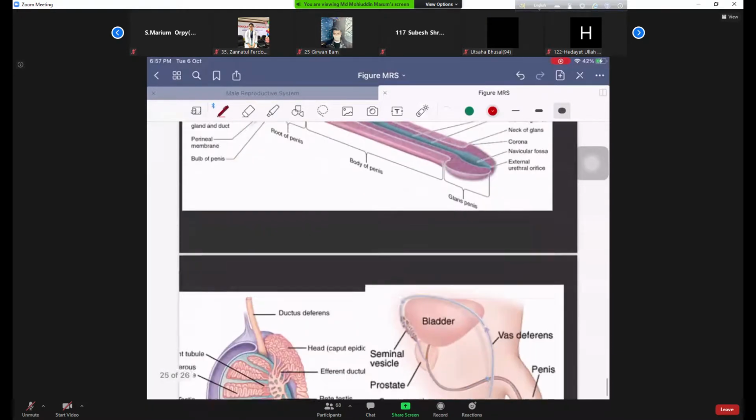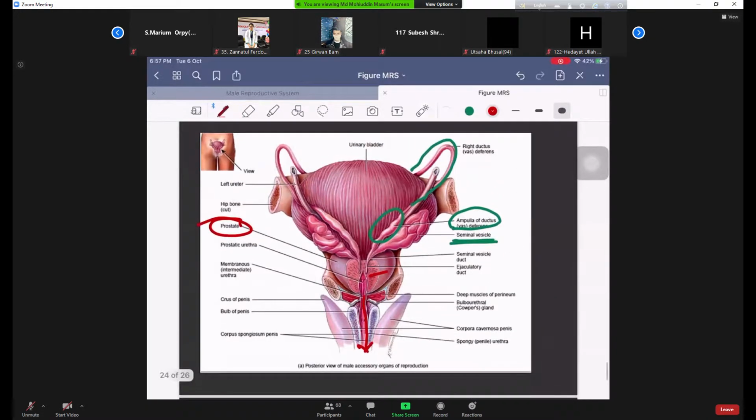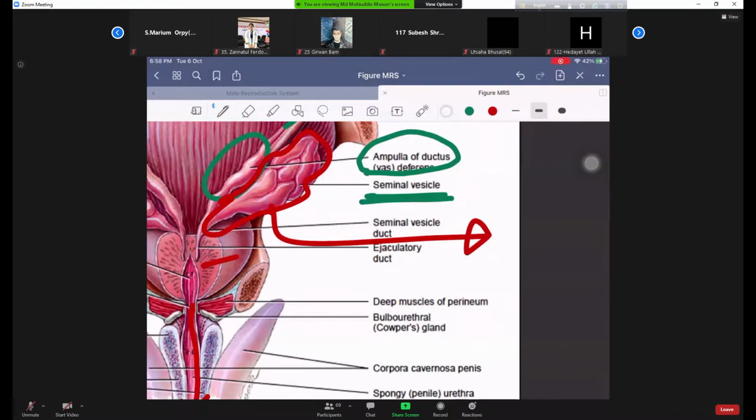Now the seminal vesicle. So this was the seminal vesicle. The seminal vesicle is an accessory gland, so it will secrete some substances. It will secrete an alkaline fluid that will neutralize the acidic environment in the female reproductive system, and it will provide fructose. Fructose is a type of sugar. So it will provide the ATP or the nutrition for the sperm that will be used for motility and viability.